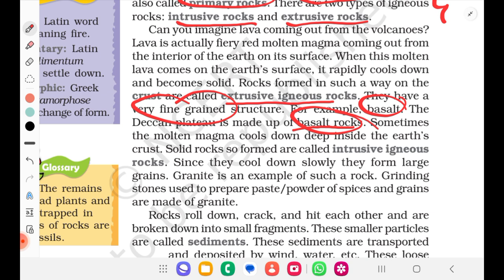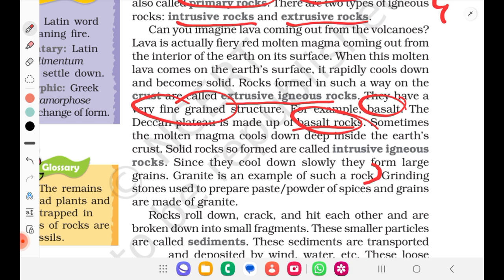So, now comes one more term, intrusive rocks, igneous rocks. Intrusive means inside the earth. Inside the earth it is very warm and the temperature is high, so it takes a lot of time to cool. That's why they won't form small structures, but they'll form big structures. That's why it is strong also. One such example is granite.